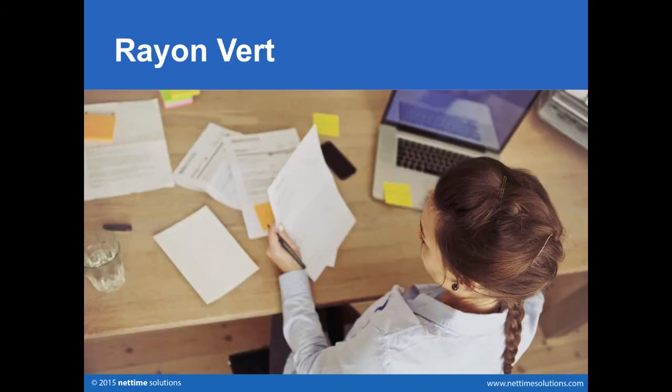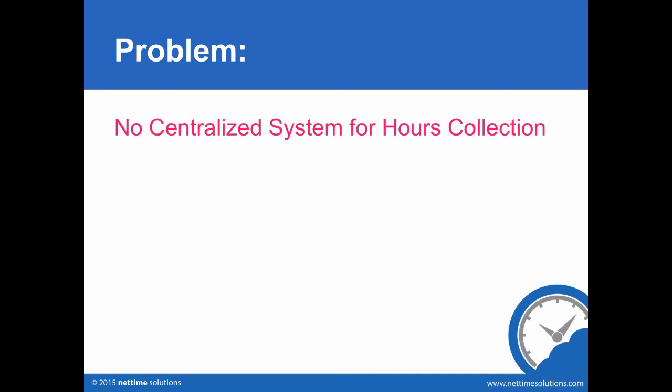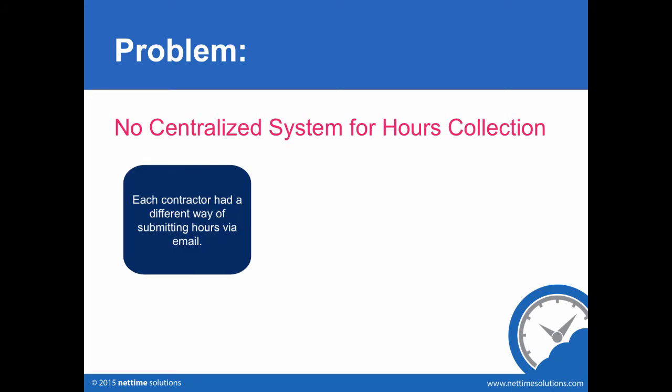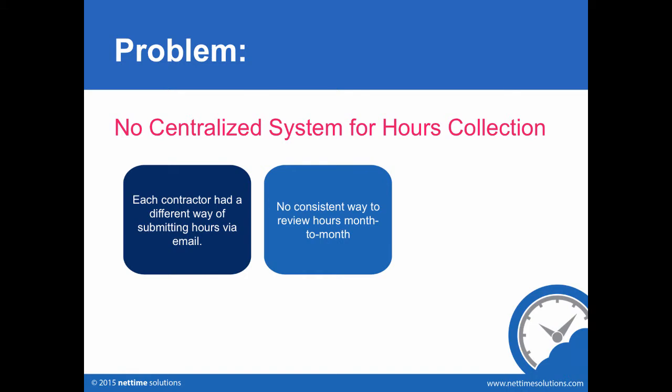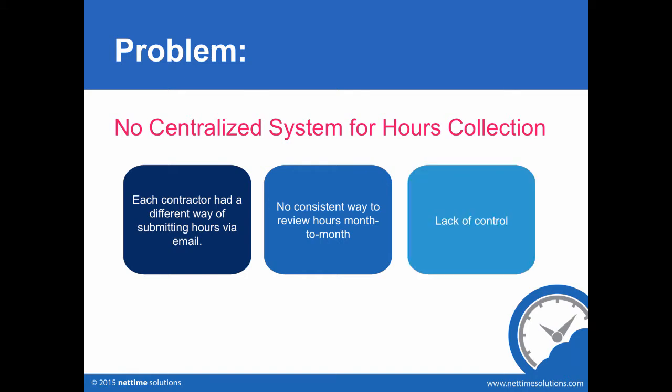Next, let's look at Rayon Vert. Rayon Vert is a European-based marketing company, and they have 50 remote and independent contractors who are distributed all across Europe. Their big problem was also that they had no centralized system for hours collection. Each contractor had a completely different way of submitting their hours via email. The company had no consistent way to review the hours month to month, which ultimately meant management faced total lack of control.